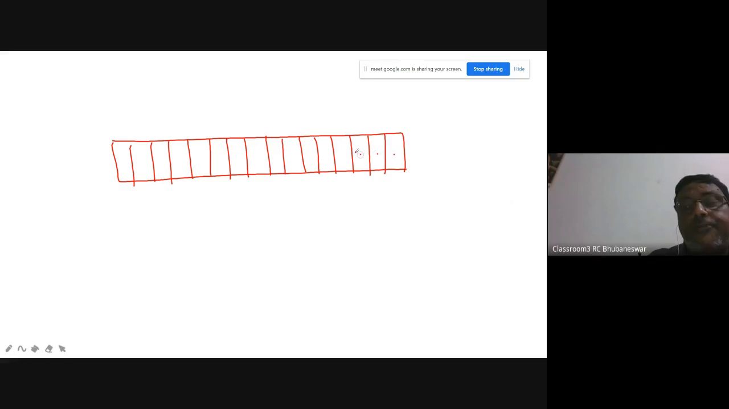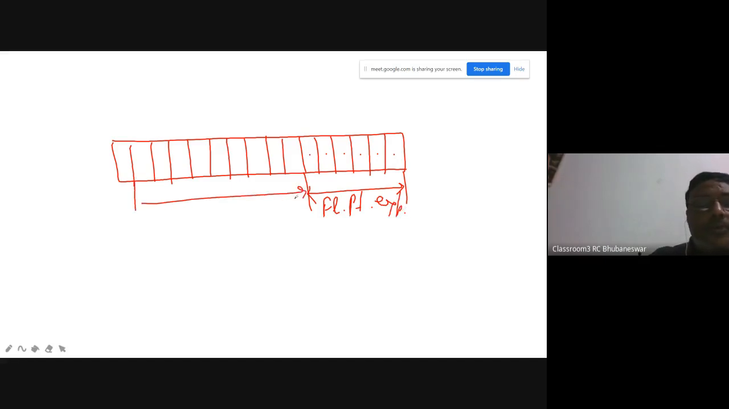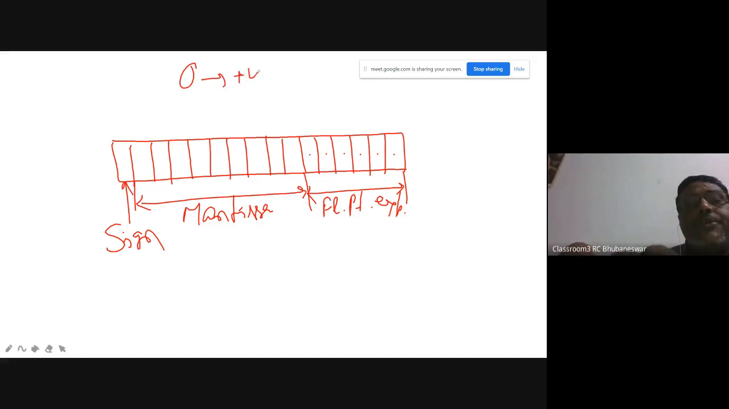One, two, three, four, five, 6. This is your floating point exponent. This is your mantissa, and this is your sign bit. That means always MSB is your sign bit. Sign bit 0 for positive, 1 for negative.